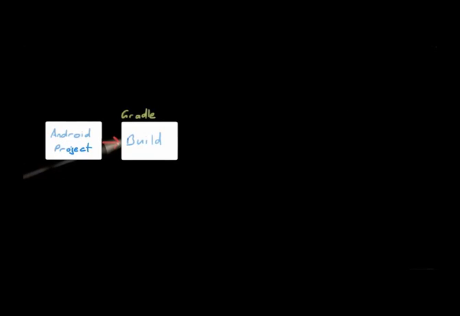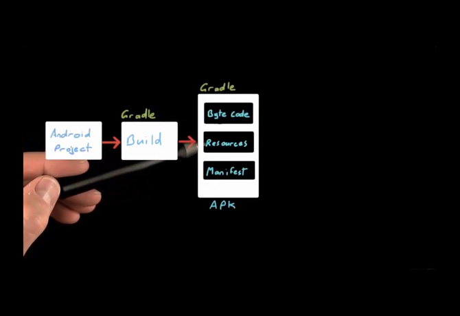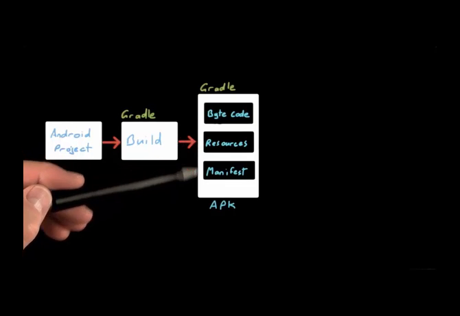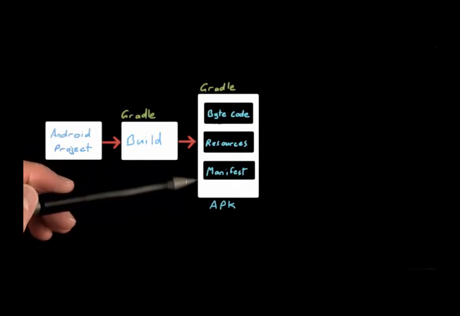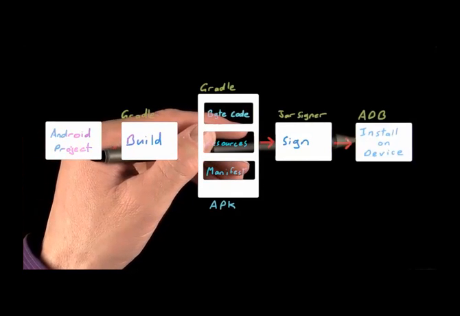For now, note that we start with a project, which Gradle then builds, and then packages the bytecode along with the external resources such as images, strings, and UI XML into an application package. This is called an APK, and it's a specially formatted zip file. Once you've got your APK ready to go, it's signed and then pushed to the device using the Android Debug Bridge, or ADB.